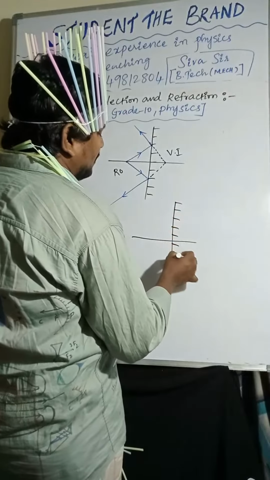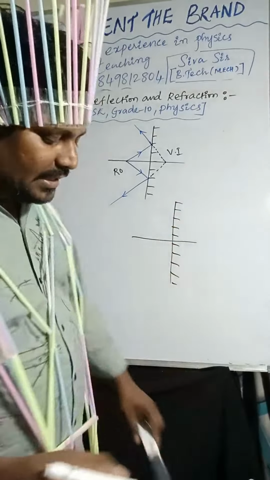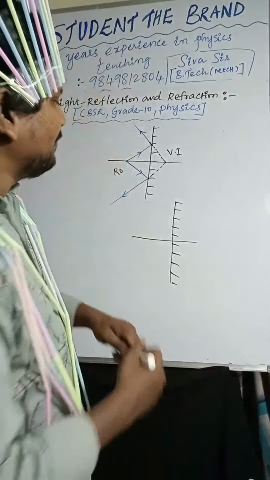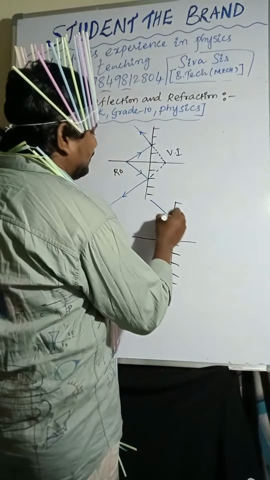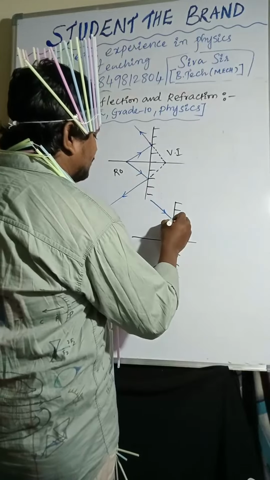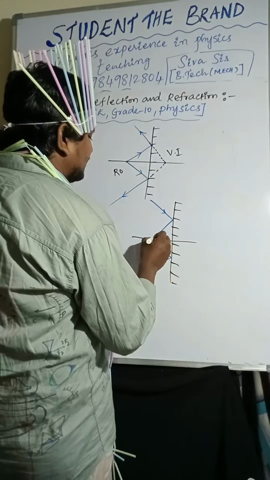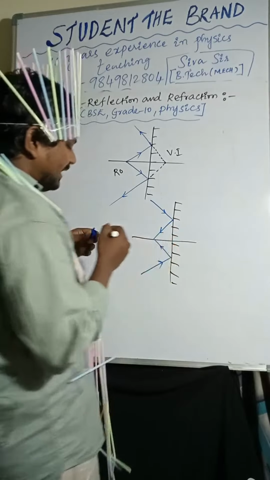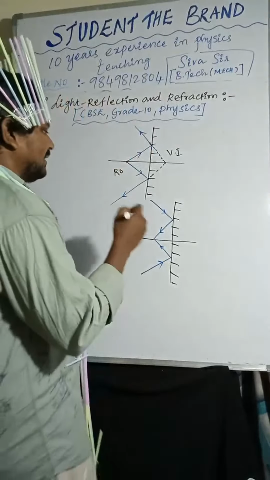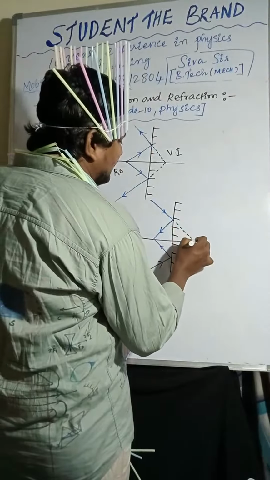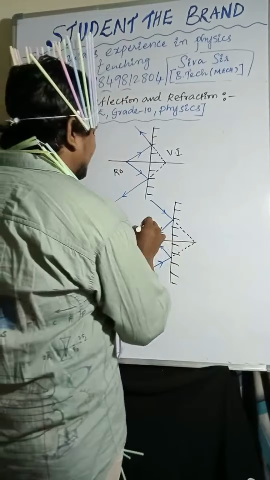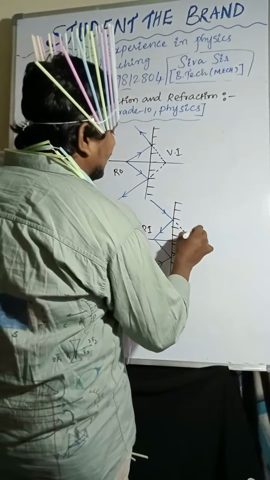So I'm taking one more case. Here, light rays are coming from a certain point, from infinity, and after reflection those light rays meet at one point. If you extend the incident light rays, they also meet at one point. Real image and virtual object.